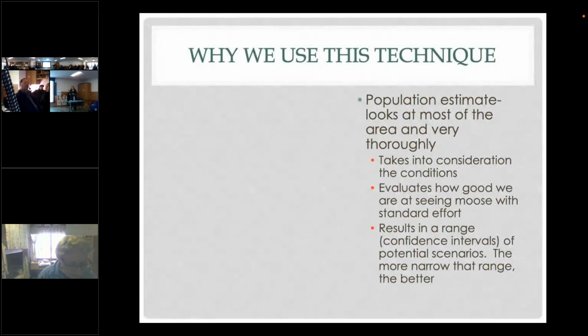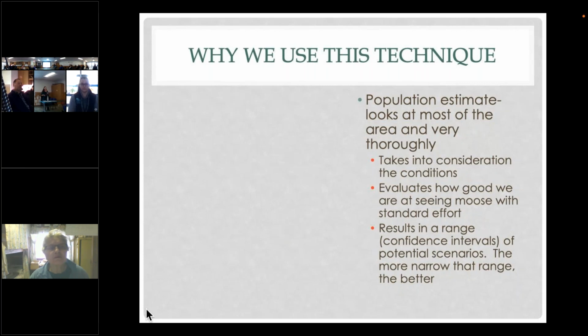When you get that, you know with 90% certainty that the true value for the population probably falls between two numbers. And the narrower the range between those two numbers, the more precise your survey is. When you have very wide confidence intervals, your survey has not been very precise, and when they're very narrow, you have a very precise estimate. And we can gauge that with this technique.